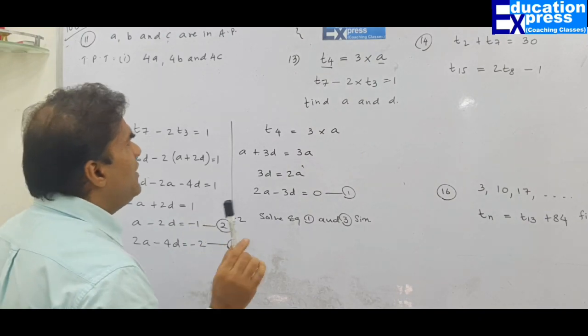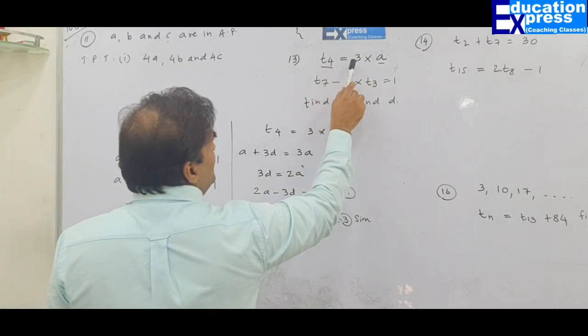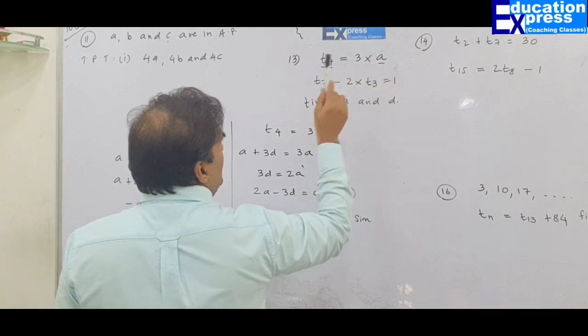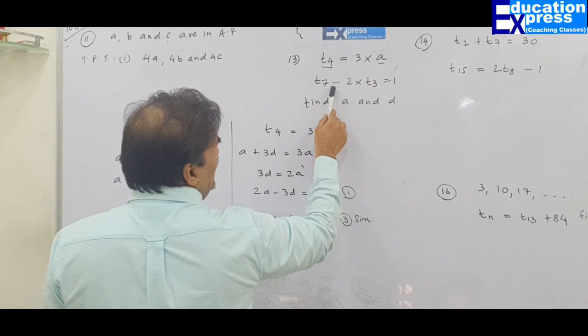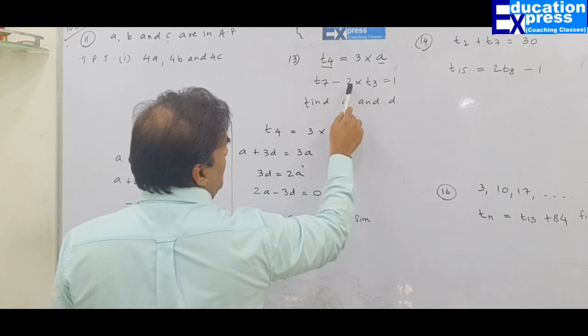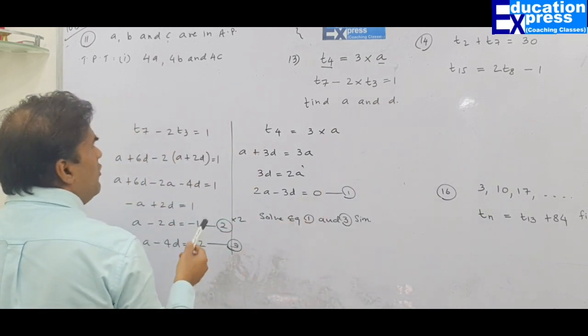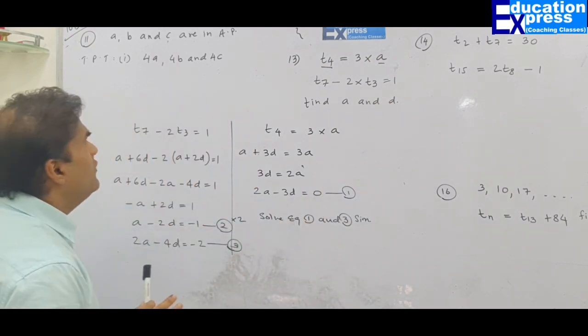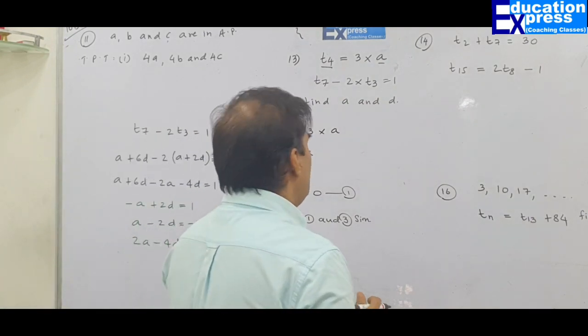More importantly, in this question, you should strike this balance. The fourth term is 3 times the first term. The 7th term exceeds, so minus, twice the third term, by 1. So that's how we get to know how we have to do it. Question number 13 done. What about question number 14?